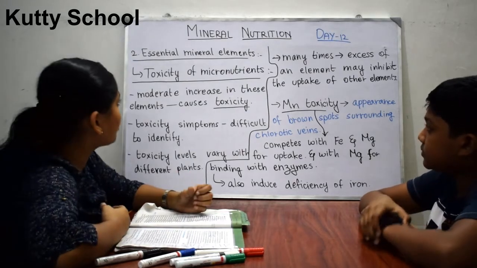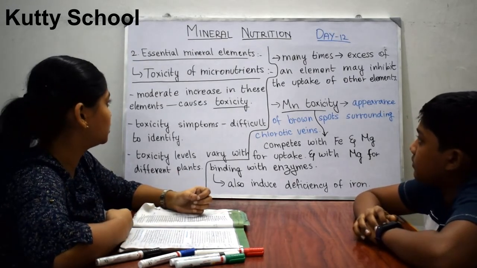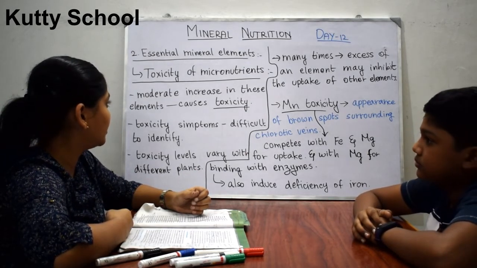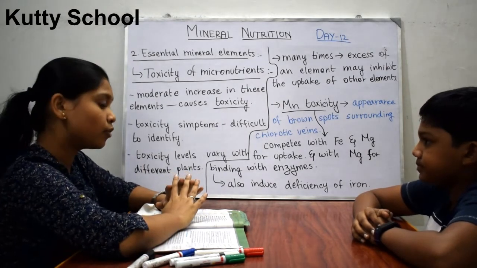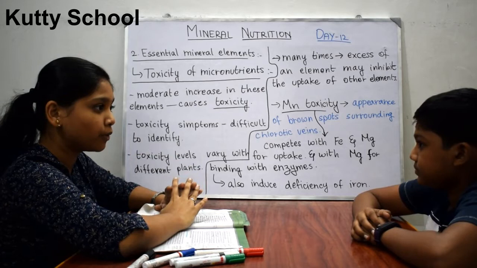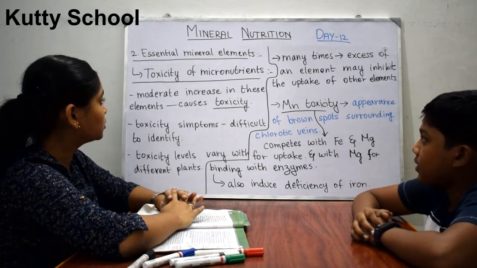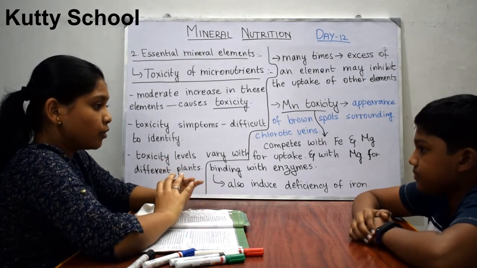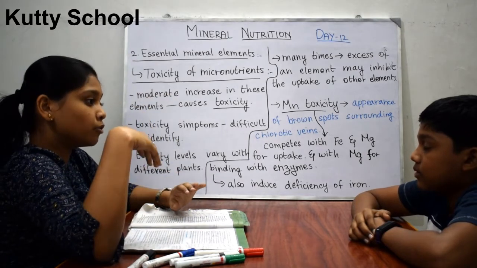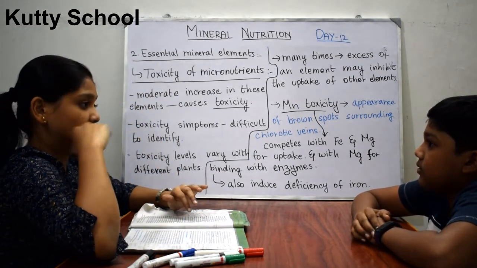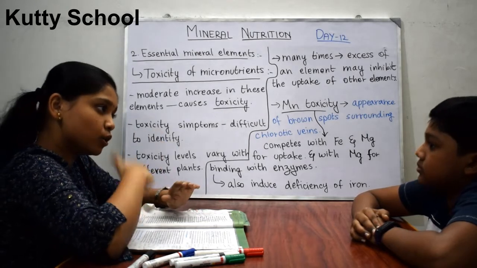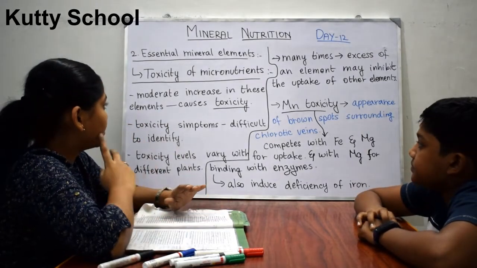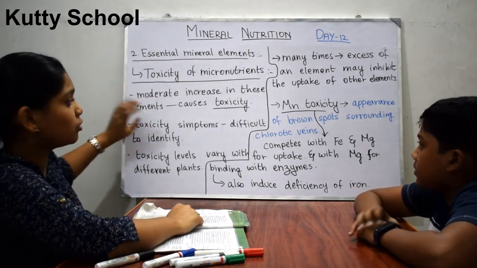We are going to see a small subtopic under essential mineral elements, which is toxicity of micronutrients. Micronutrients are the elements which are required in smaller amounts. Toxicity is the excess of micronutrients beyond the critical concentration. Deficiency is lower than the critical concentration, while toxicity is very high compared to the critical concentration. So a moderate increase in these elements causes toxicity.